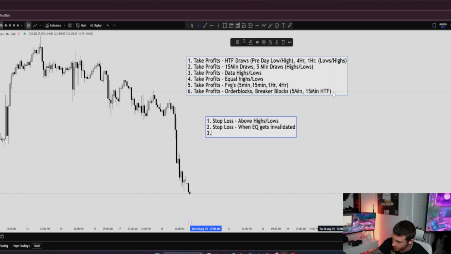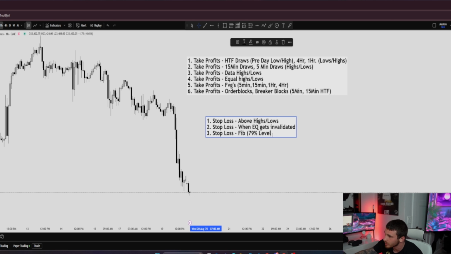Number 3. You can use the fib sometimes, but I don't. The 79% extension, you could set a stop loss at. I personally don't. I see some people do it. Again, go back. Let me do this real quick. I don't want to talk and type because I can't spell. You can use a 79% extension.